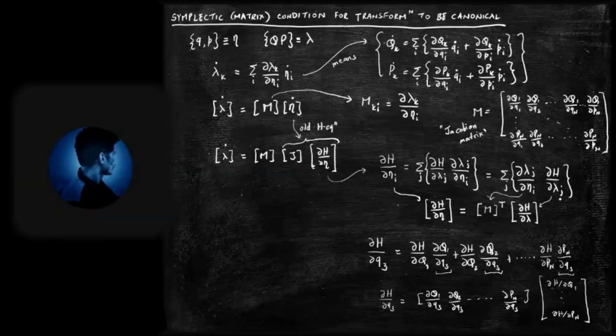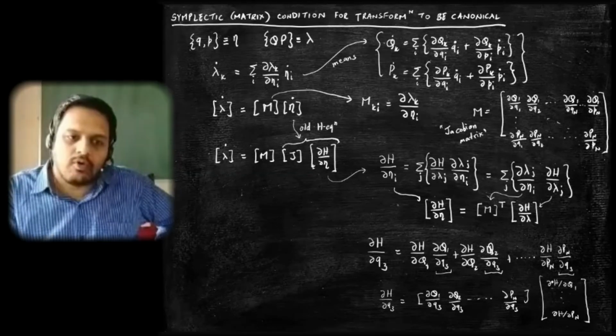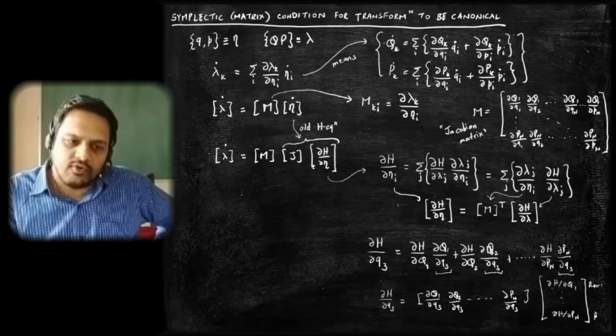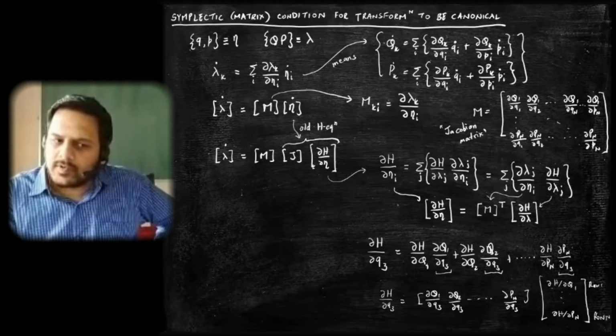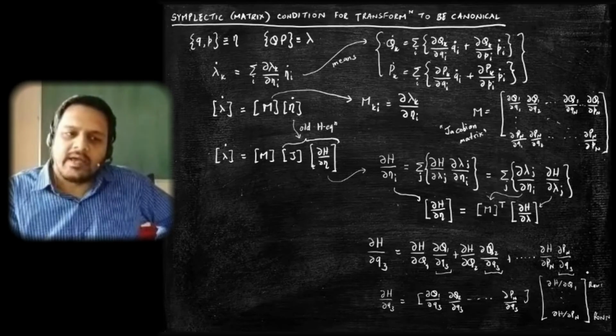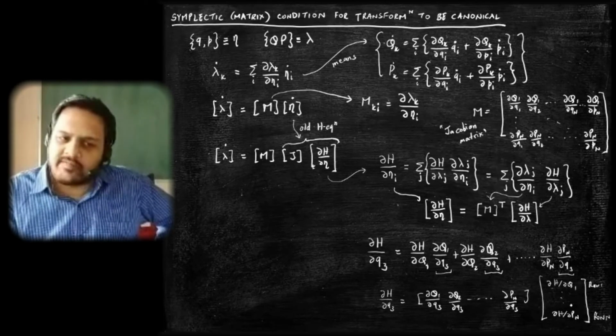So, J is basically the label, sir. J is the row label, the number of rows: row 1, row 2. So jth row, J means the entry in the jth row. When I say ∂H/∂λ_j, I mean look at the jth row of this column vector. It is the row label.